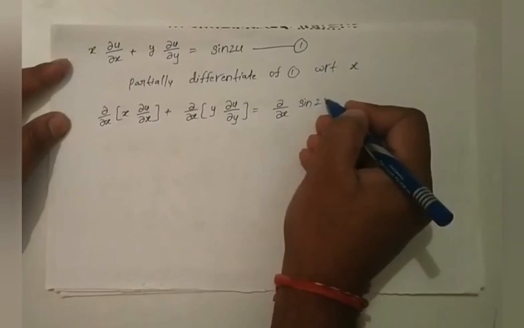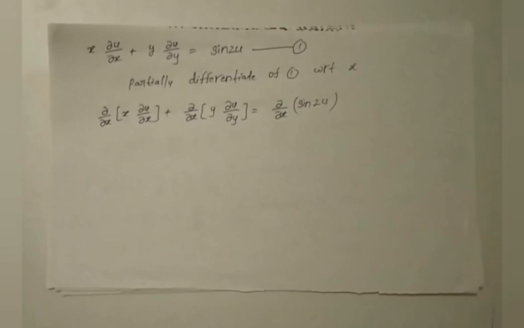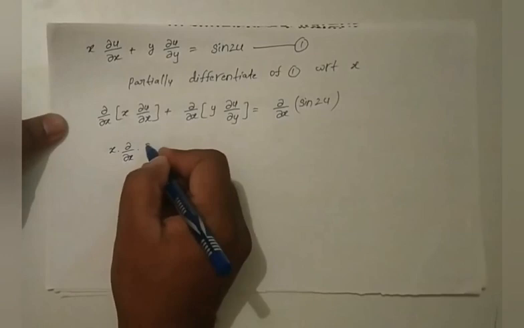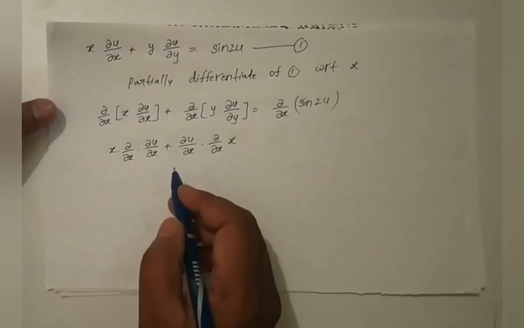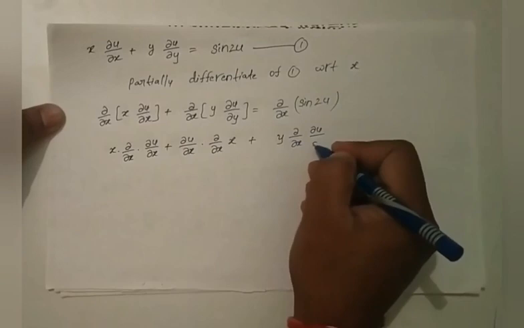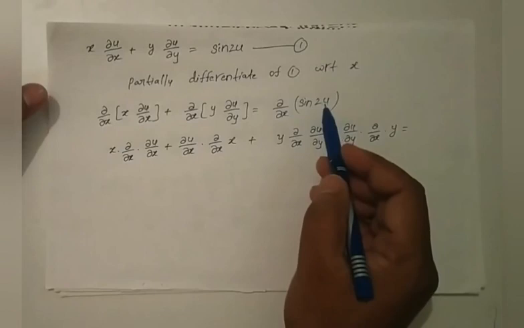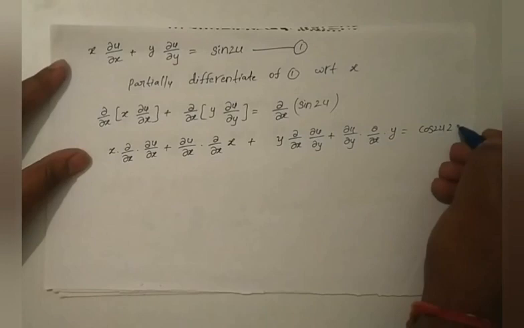Please listen very carefully. For finding ∂/∂x of x ∂u/∂x, we have to use the product rule. That means x ∂/∂x of ∂u/∂x plus ∂u/∂x of ∂/∂x of x. Here I am using the product rule: derivative of uv is u'v plus uv'. Similarly, plus y ∂/∂x of ∂u/∂y plus ∂u/∂y of ∂/∂x of y. Tell me the partial derivative of sin 2u with respect to x: cos 2u, again the derivative of 2u with respect to x, 2 ∂u/∂x.